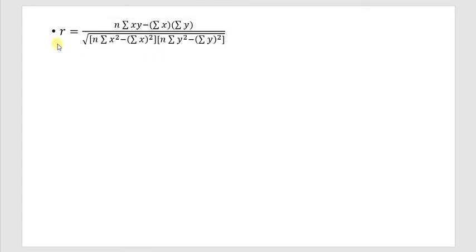Now let's talk about the correlation coefficient of the exact same set of points. Okay, so what are the things that we need here? We need the sum of the xy's, the sum of the x's and the sum of the y's. So sum of x, sum of y. And then we need, that's it.